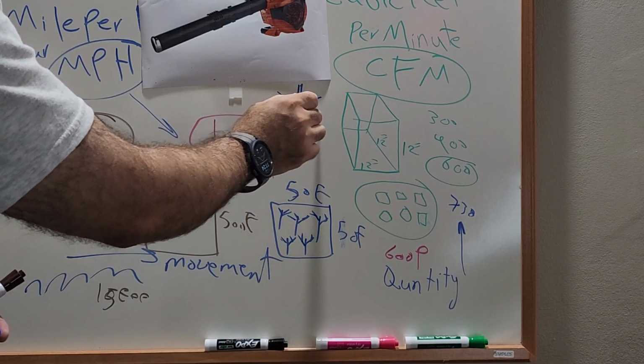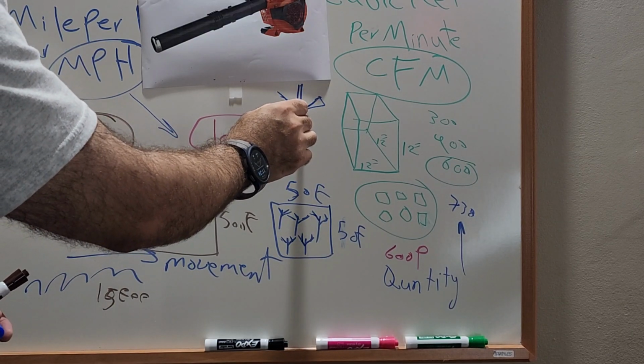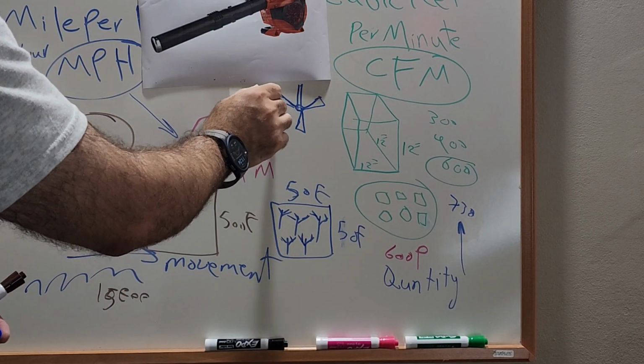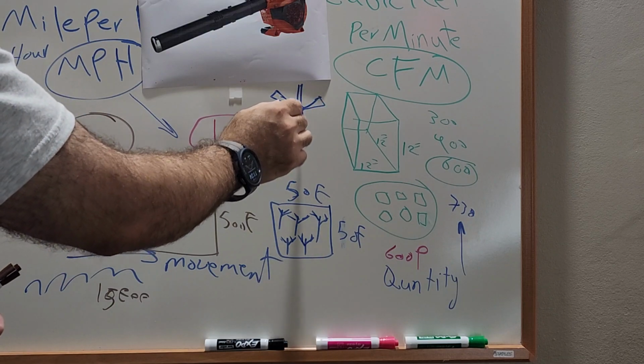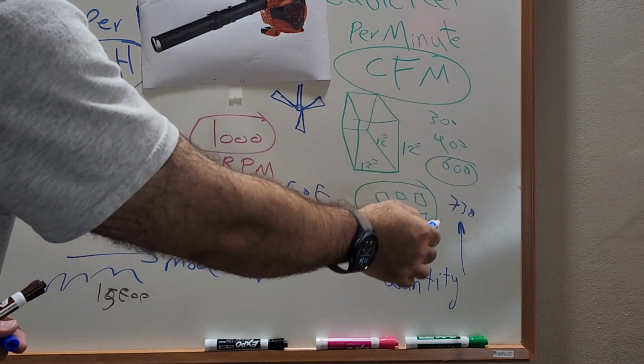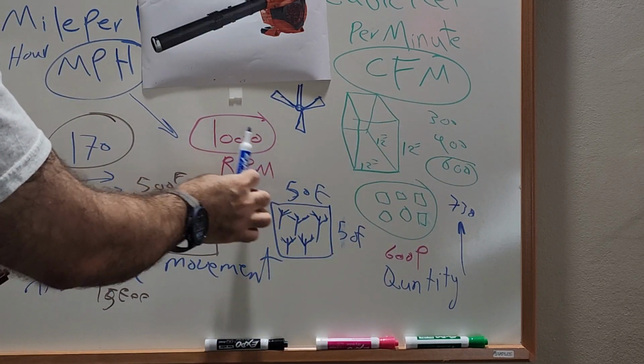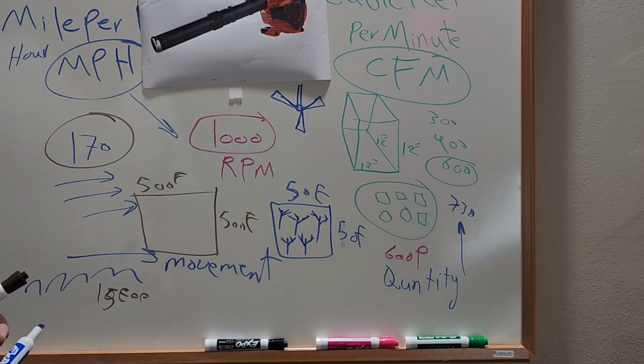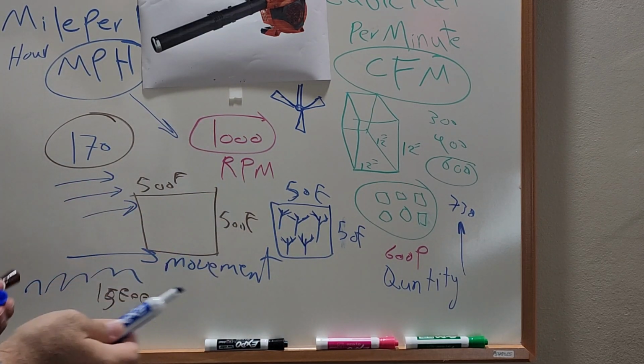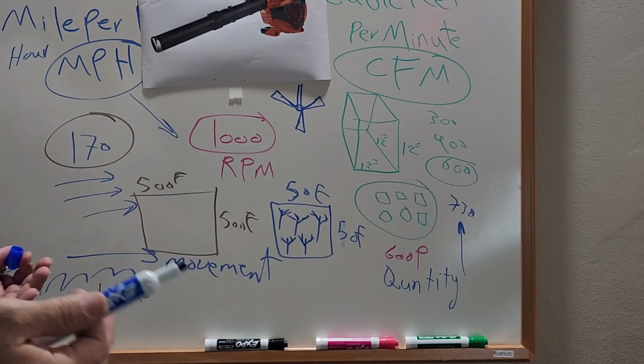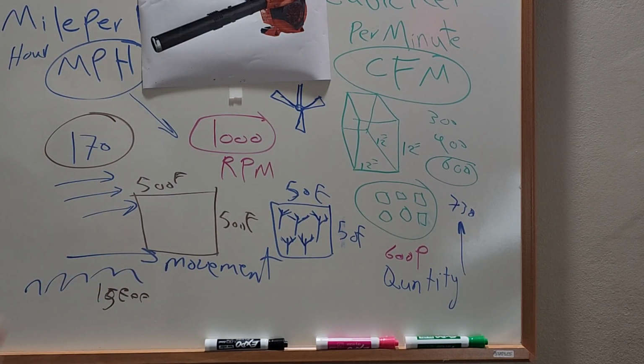The bigger the fan wings here, the more cubic feet we get with the same RPM. But we highly recommend it: when you go to buy, please squeeze your budget so you can buy the maximum, because you're going to buy it one time, but you're going to use it for a long life.